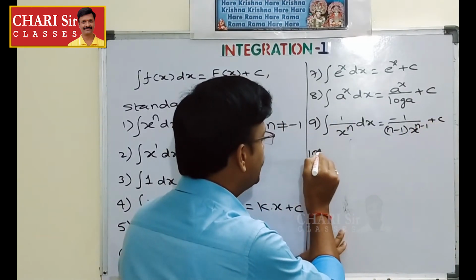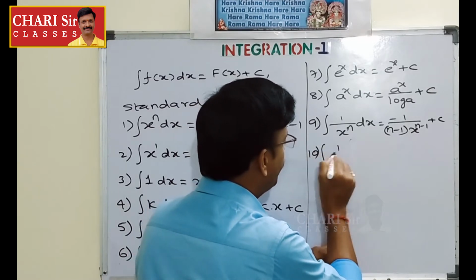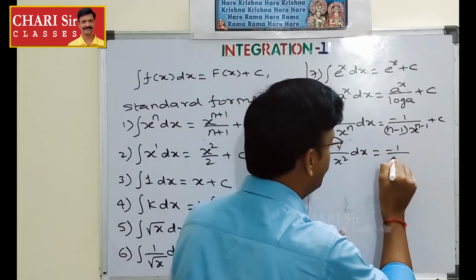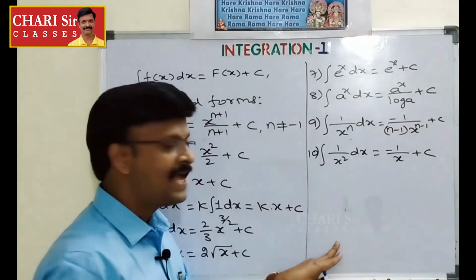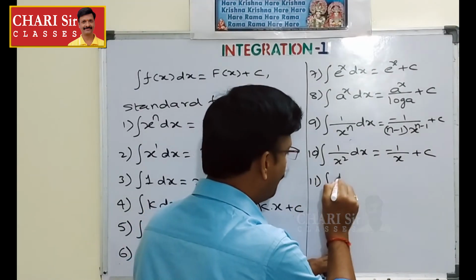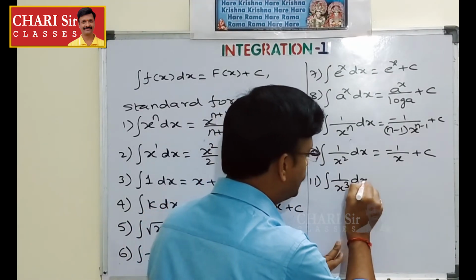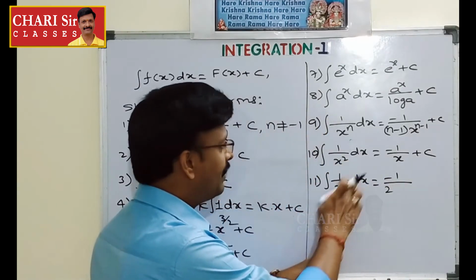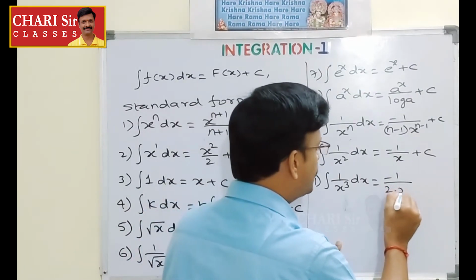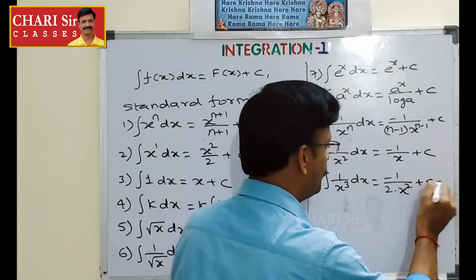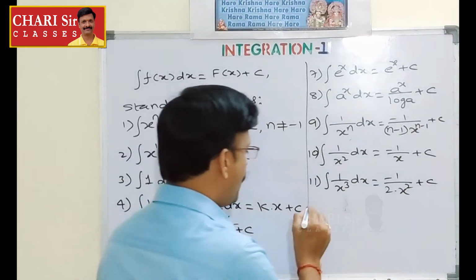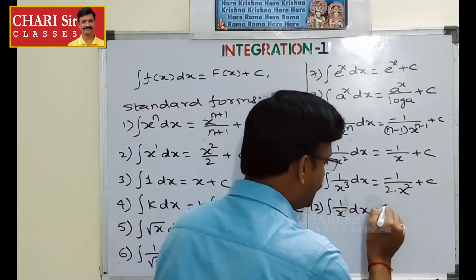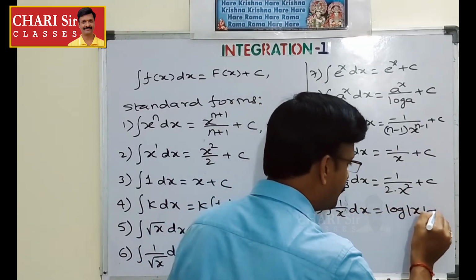So for this application, when you take integral of 1 by x square dx, it is equal to minus 1 by x plus c. And similarly, the integral of 1 by x cube dx is equal to minus 1 by (n minus 1) should come. Here n value is 3, so n minus 1 means 3 minus 1, that is 2, x to the power of (n minus 1), that is x square, plus c. Like this you can write. And also integration of 1 by x dx is equal to log mod x plus c.